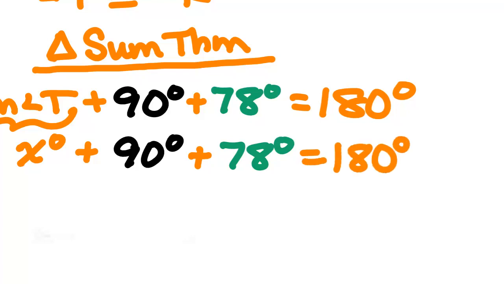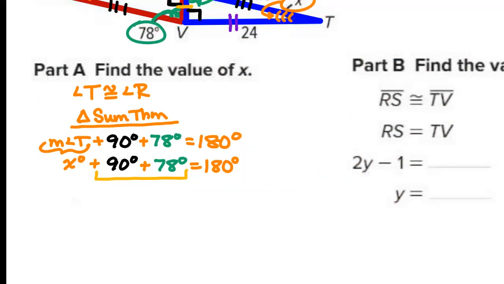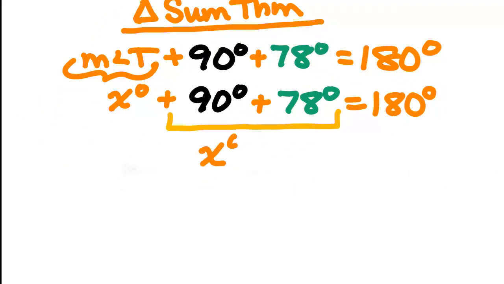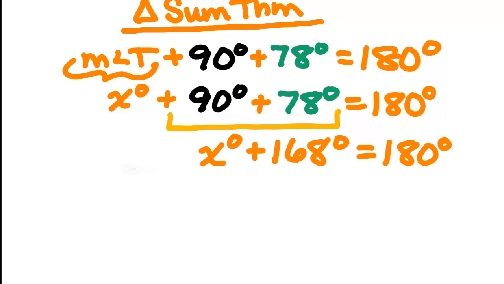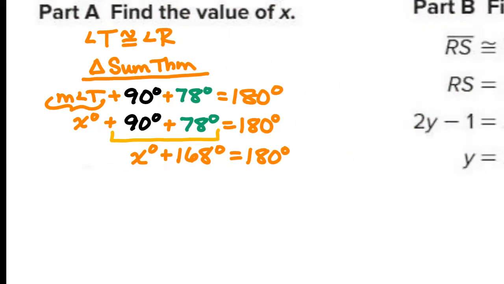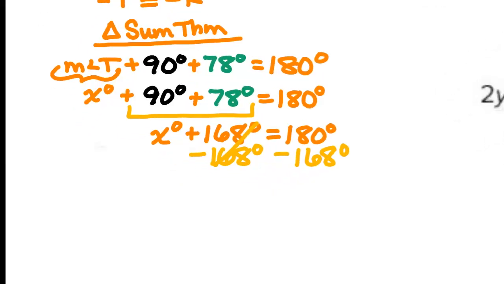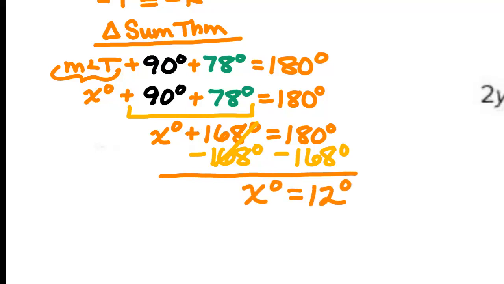Are there any like terms that I should combine together? 90 and 78 get combined together. What is 90 plus 78? 168. So X degrees plus 168 degrees equals 180 degrees. If I subtract 168 degrees from both sides, I'm going to find out how big angle X is. Or how big angle T is, sorry. I'm going to find out the size of X. What is 180 minus 168? 12. So X is 12.